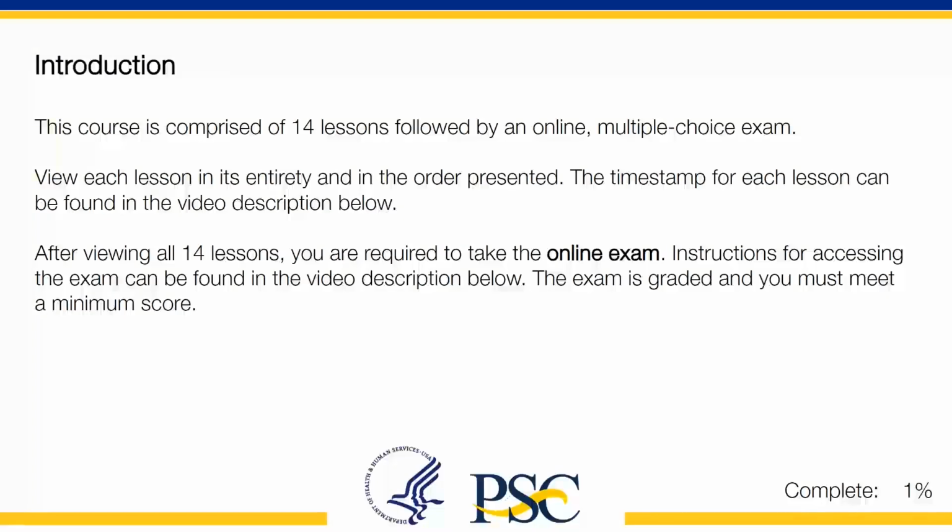This course is comprised of 14 lessons, followed by an online multiple-choice exam. View each lesson in its entirety and in the order presented. The timestamp for each lesson can be found in the video description below. After viewing all 14 lessons, you are required to take the online exam. Instructions for accessing the exam can be found in the video description below. The exam is graded, and you must meet a minimum score.